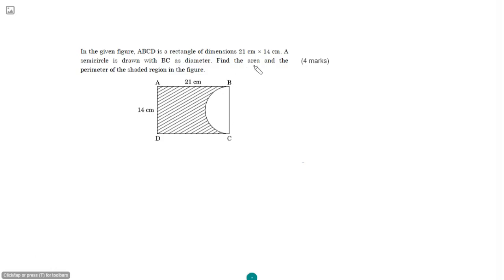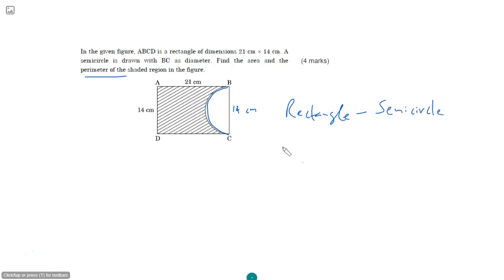Here is the last question from 2017. You need to find the area and the perimeter of the shaded region. The rectangle's dimensions are given, and this semicircle is drawn with BC as diameter. So the diameter of the semicircle is 14 centimeters because it's a rectangle, right? So to find the area of the shaded region, you need to find area of rectangle and then subtract the area of the semicircle, which is not shaded.